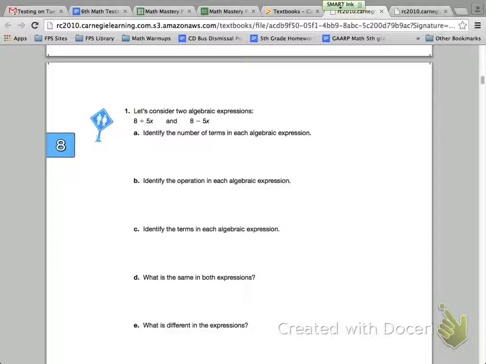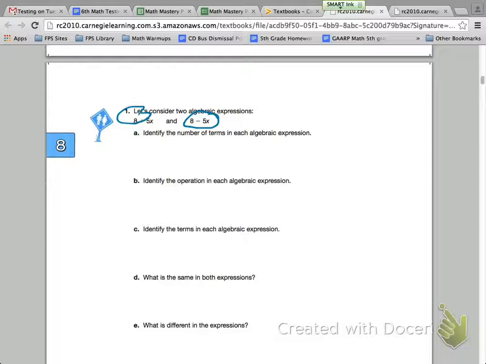terms. In B it says identify the operation in each algebraic expression. Obviously in the first expression it is addition. So we have our plus symbol there. I apologize, my marking tool is a little bit off. And then in the second one we have this subtraction symbol. So the operations would be addition for the first expression, subtraction for the second.